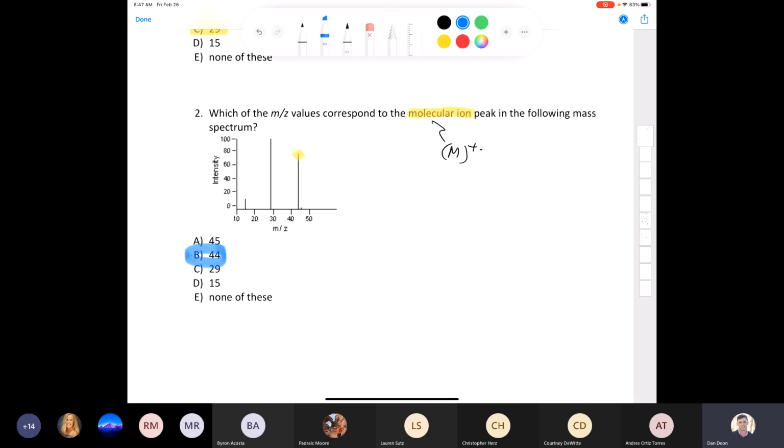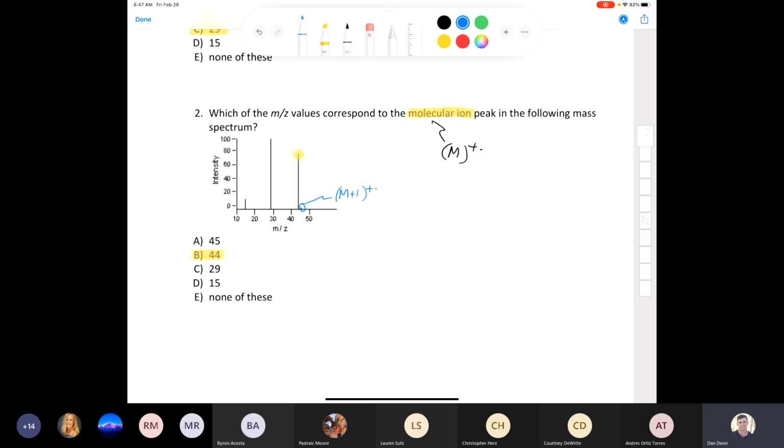Well, you might be tempted to say it's A, but remember, what is this little peak here? This is the M plus 1 ion, right? Which we get from the carbon-13 isotope, because carbon-13 is about 1% abundant. And so 44 would be our molecular ion, which is what's produced after we bombard the organic compound with high energy electrons.